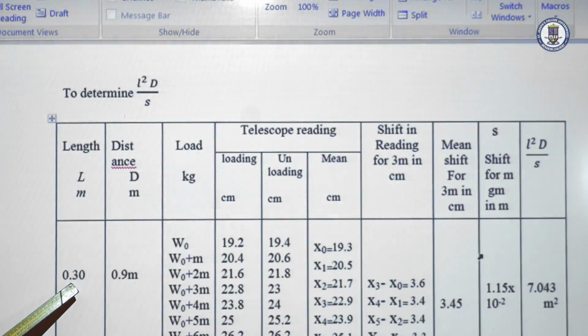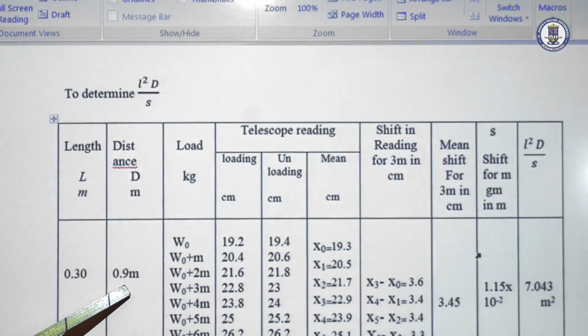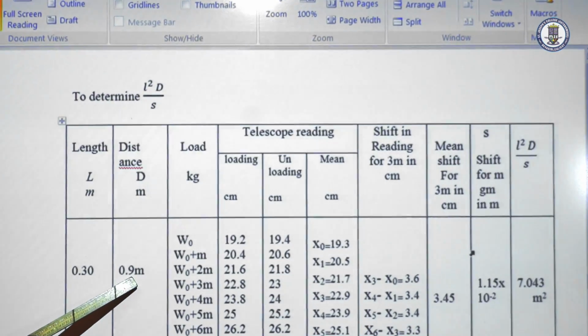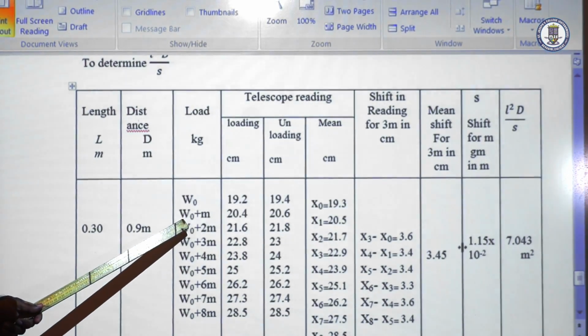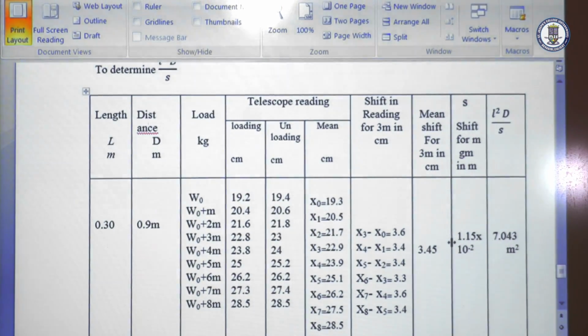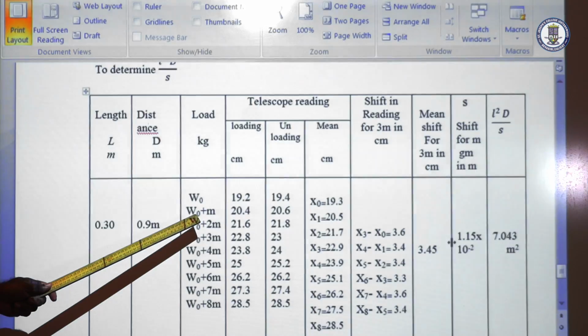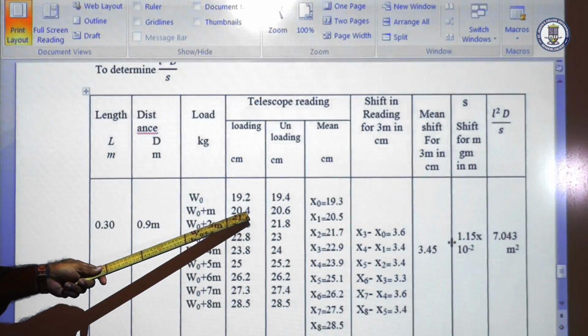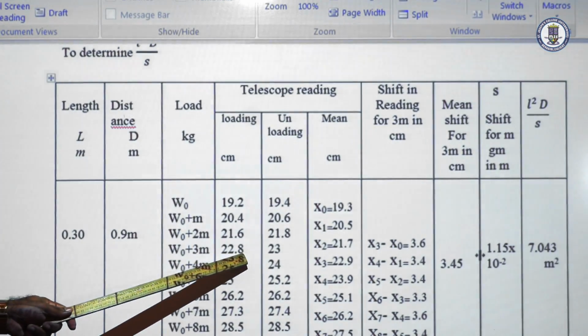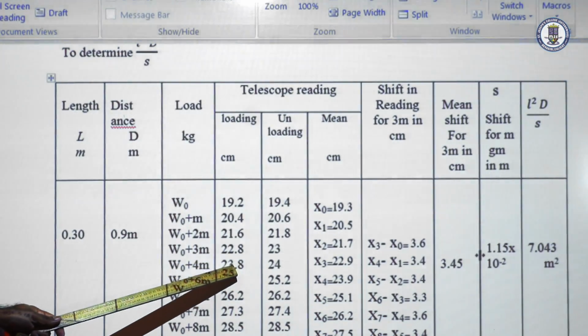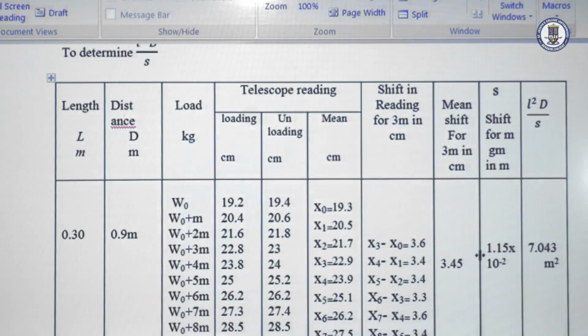Now we want the tabular column for L squared d by S. We performed the experiment for a cantilever length of 0.3 meter. For the d value, we place the scale at a distance of 90 centimeter, that is 0.9 meter. Now we added the load W0, W0 plus M, etc. When the dead load W0 is there, on the telescope we obtained a scale reading of 19.2. For a load W0 plus M we obtained 20.4. For 2M it is 21.6, for 3M 22.8, and so on. This is the reading for 4M, 5M, 6M, 7M and 8M.